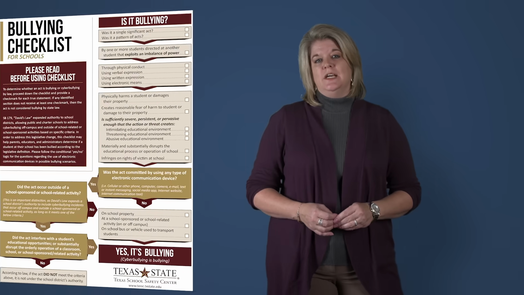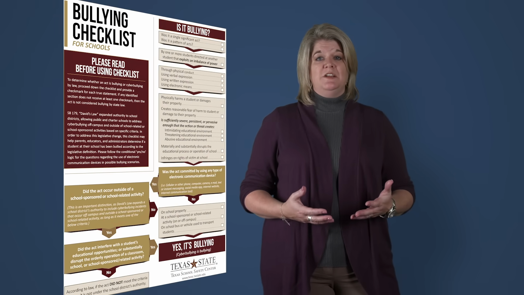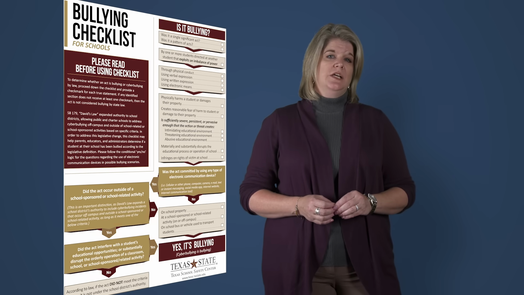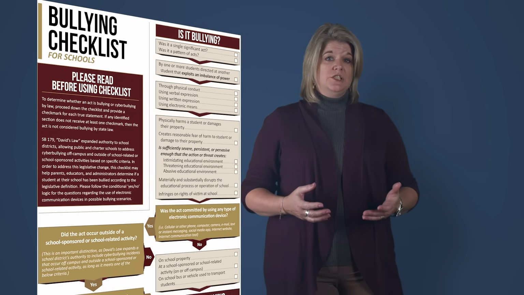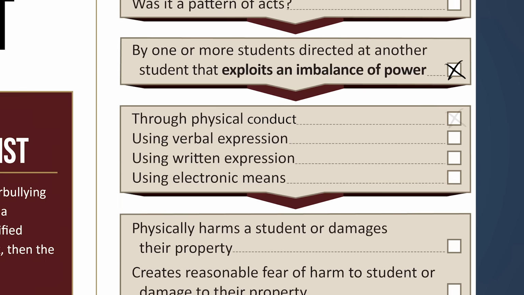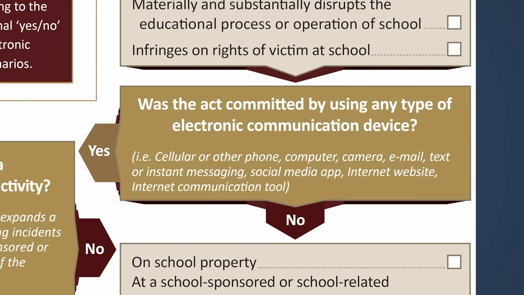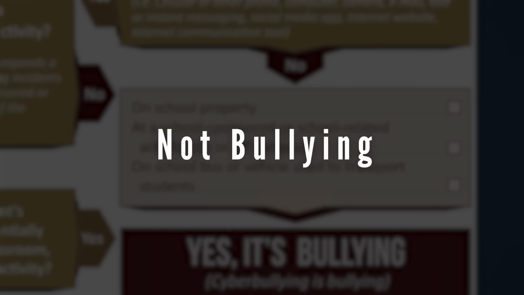Let's use the following checklist available on the Texas School Safety Center website to determine if an action or actions meet the definition of bullying under Texas Education Code 37.0832. If a section in the checklist receives at least one check mark, continue down the checklist, carefully considering each area in your investigation. If a section does not receive at least one check, then the action is not technically considered bullying according to current Texas law.